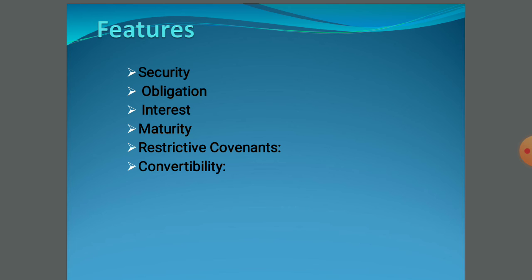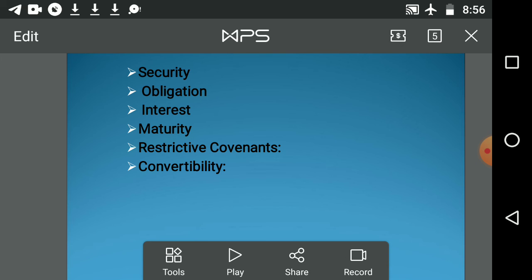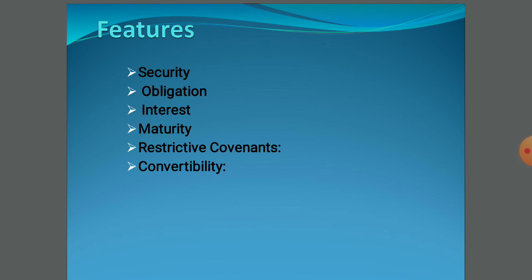Okay, next is, as I already explained, interest is to be paid on a regular basis, and you have to compulsorily make the installment payment depending upon the terms and conditions. It may be quarterly, six monthly or annually, but that is to be paid on a regular basis. Next, it has a fixed maturity period. As I have told you, depending upon the need, you can raise short term, long term, and medium term loans. So it has a maturity period. After the maturity period, the capital amount is to be redeemed back.